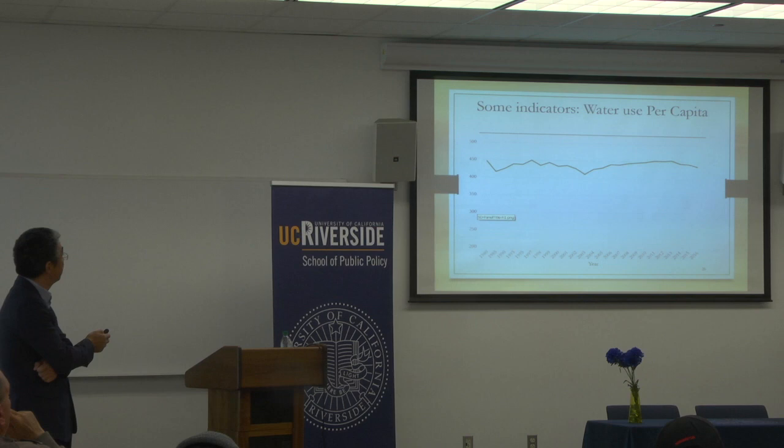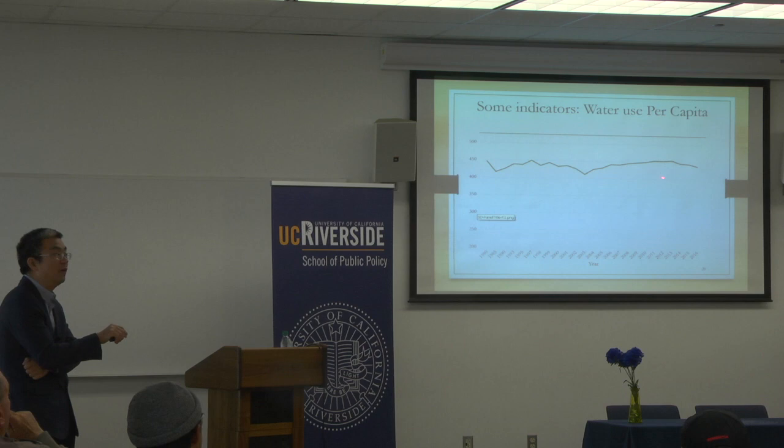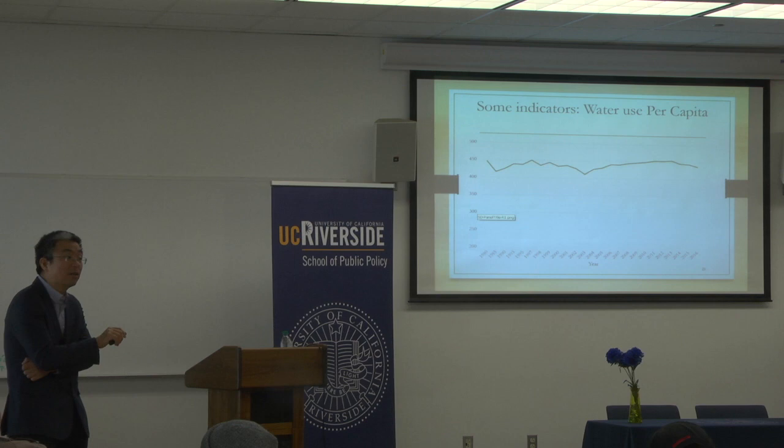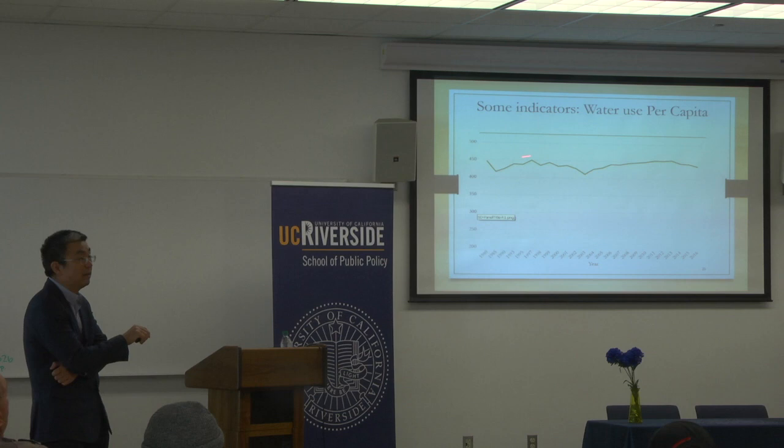This is water use per capita. It's based on the population. You will see it's normally stable. That means without fast increasing of the population, the total water use will be stable. So that's the impact from the population. In the past 30 years, it's quite stable.